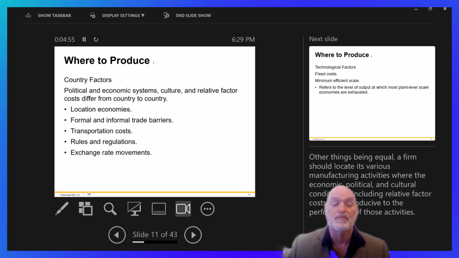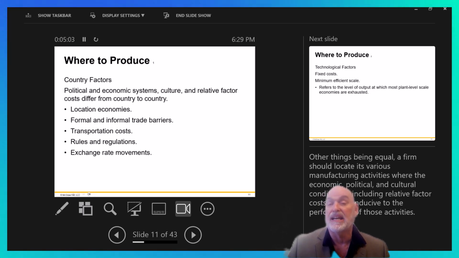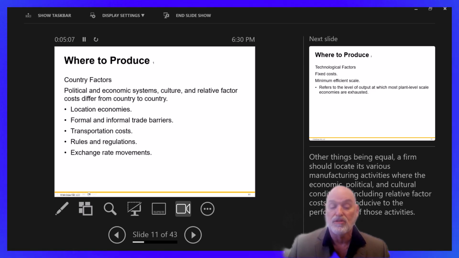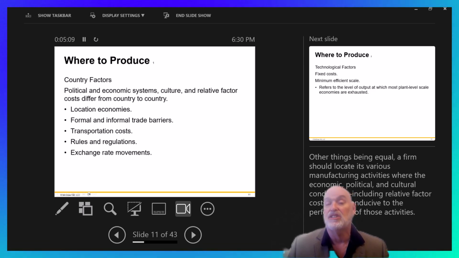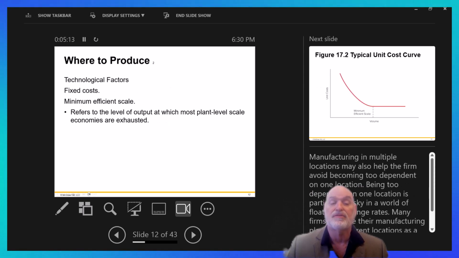Country factors. Political and economic systems, culture, and relative factor costs differ from country to country. Location economies, formal and informal trade barriers, transportation costs, rules and regulations, and exchange rate movements as well. Technological factors include fixed costs and minimum efficient scale, which basically refers to the level of output at which most plant-level scale economies are exhausted.